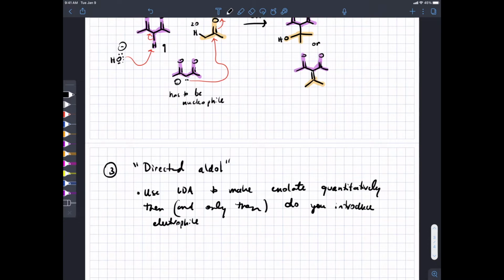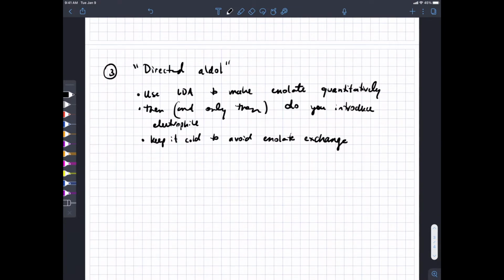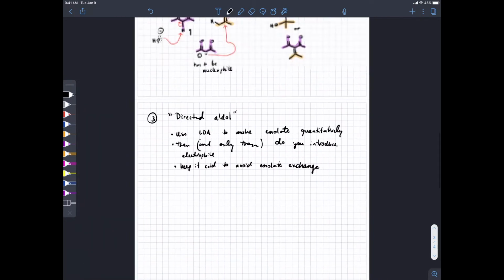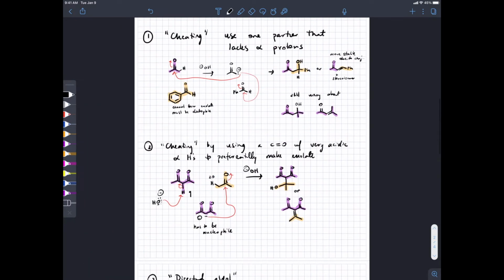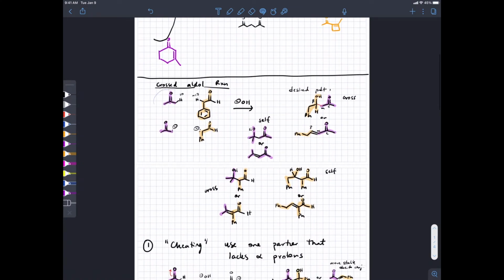And you have to keep it cold to avoid what I'm going to call enolate exchange. So let me give you an example of this. So suppose, let's go back up to this pair that we wanted to react originally in this crossed aldol.